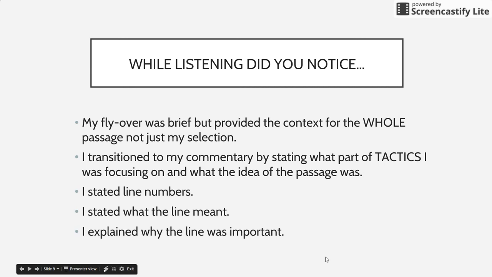So that concludes my commentary. While you were listening, we hope that you noticed a few things. The first thing we hoped you noticed was that my flyover was brief and provided the context of the entire passage, not just my selection. My selection focused solely on the first part of the entire passage, but I made sure that I gave the context for the beginning, middle, and the end.